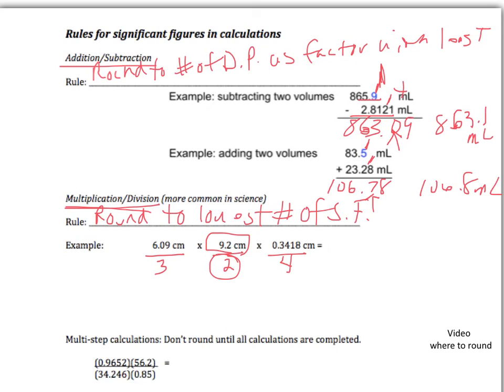The other thing we want to be careful about is we want to round up when we have 5. So if I have 10.5 and I want to report that to 2 sig figs, it's going to be 11. If I have 10.4 and I want 2 sig figs, that becomes 10.